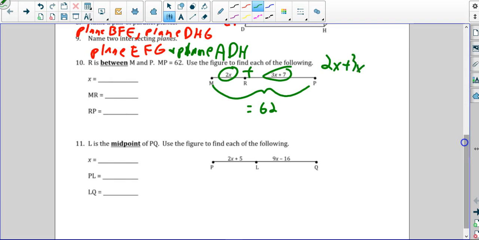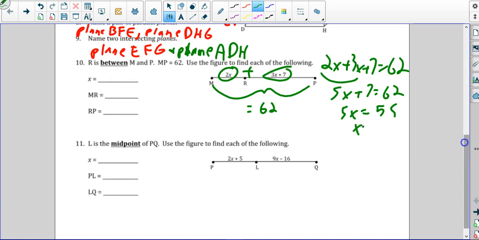2x plus 3x plus 7 equals 62. Combine like terms. 5x plus 7 equals 62. I'm going to subtract 7 from both sides and get 55. Divide by 5. X is 11.